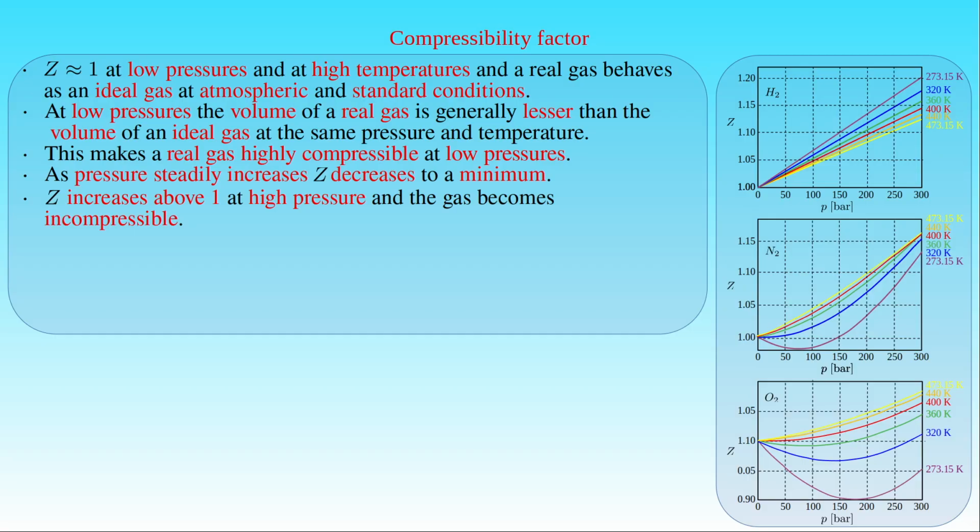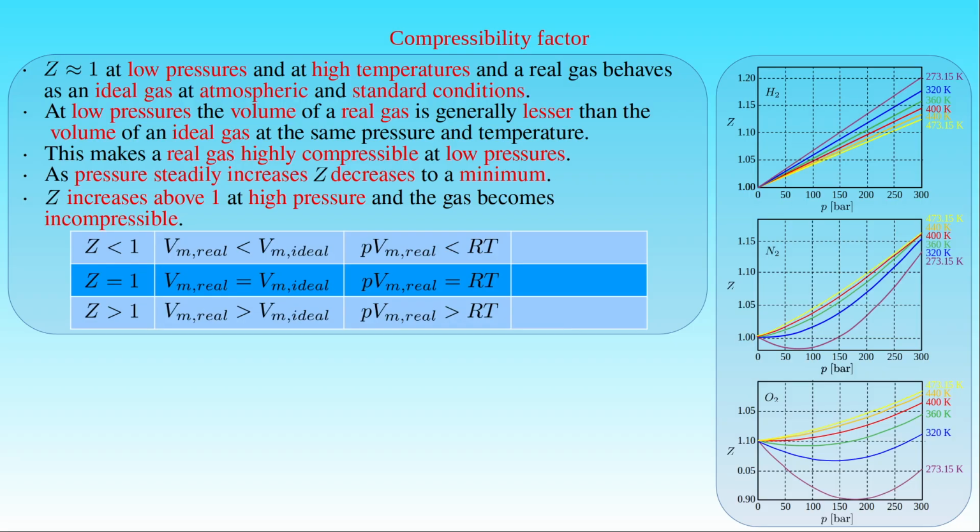We summarize the behavior of real gases over the different regimes in this table. In the first line we show the regime where the compressibility factor is less than 1. By definition, it means that the molar volume Vm of a real gas is less than the molar volume Vm of an ideal gas at the same pressure and temperature. This inequality shows that the product of the pressure P of a real gas and its molar volume Vm is less than the gas constant R times the absolute temperature T of the gas.